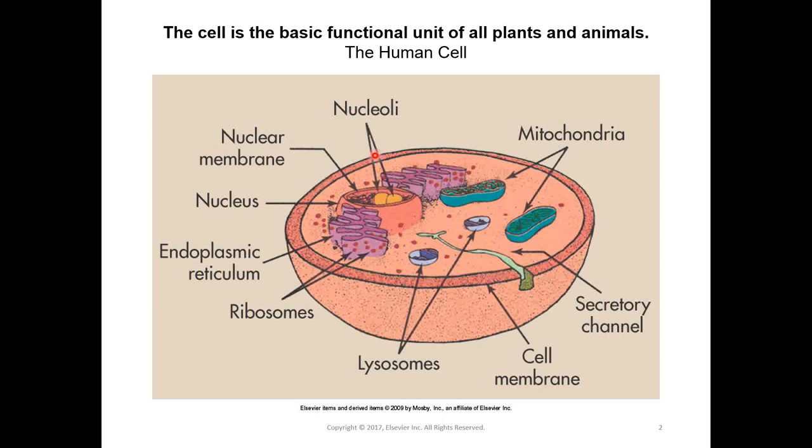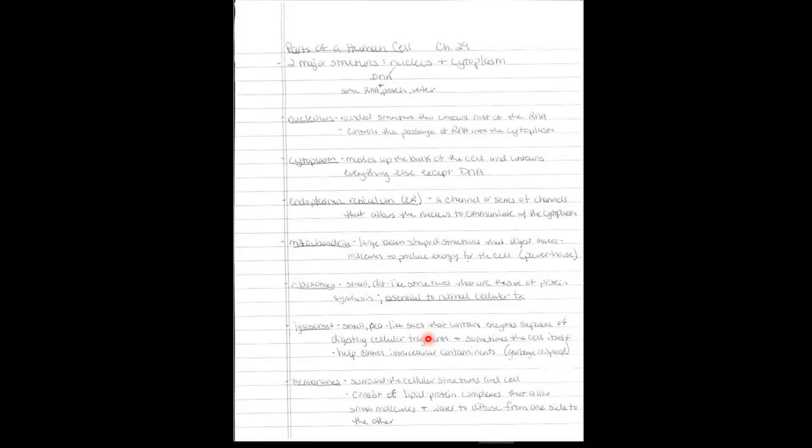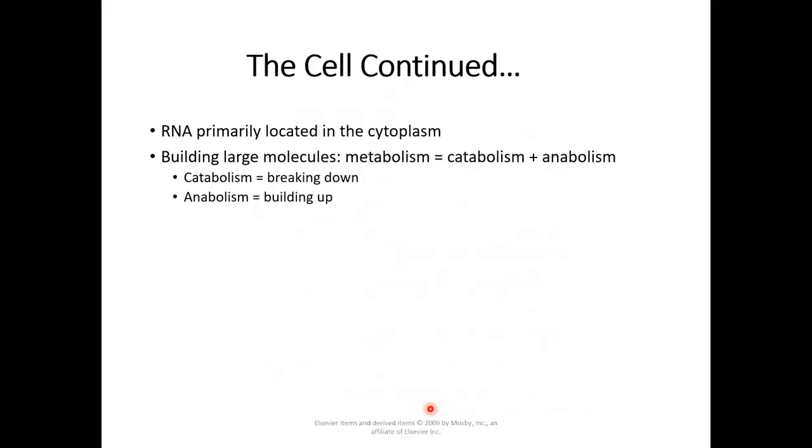And then we're going to talk about the membrane, but that's the structure that lines the cell itself. Membranes consist of lipid protein complexes that allow small molecules and water to diffuse from one side to the other. So membranes are just barriers that allow passage. Okay, just like I said earlier, some things to remember. The RNA is primarily located in the cytoplasm.